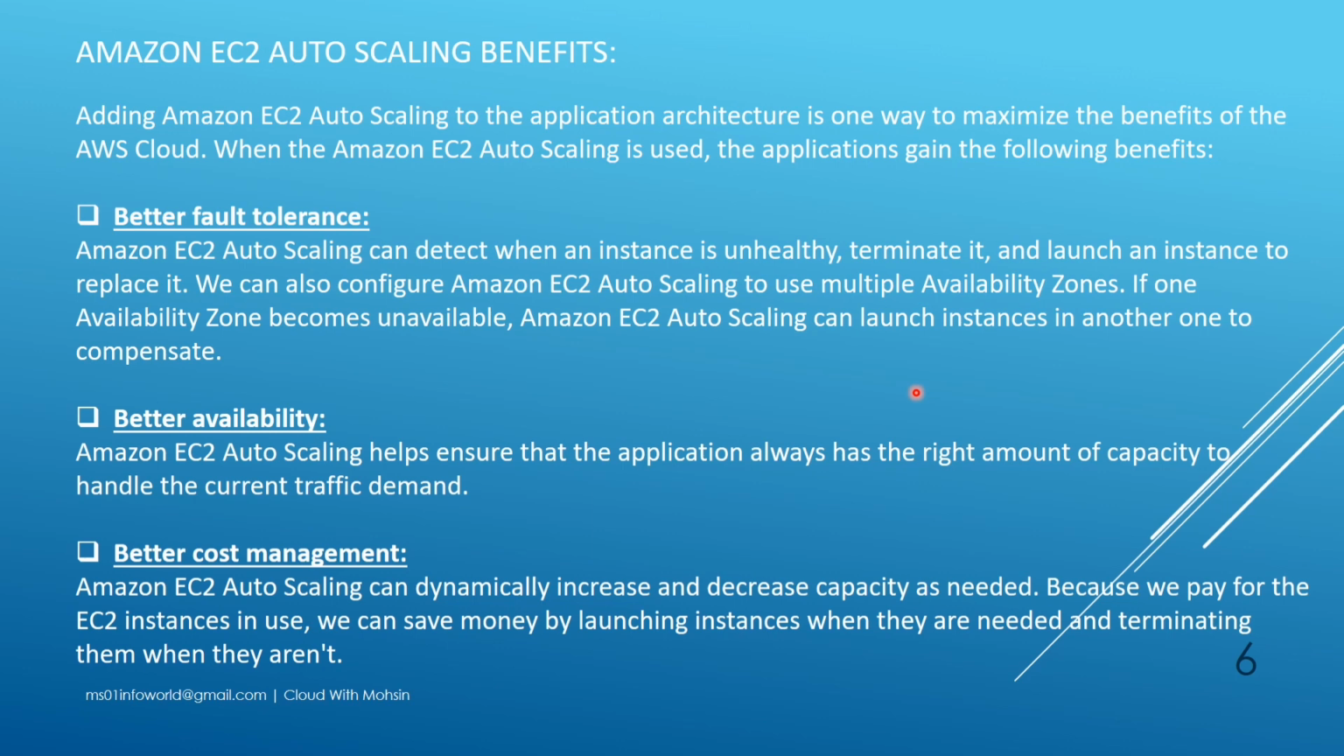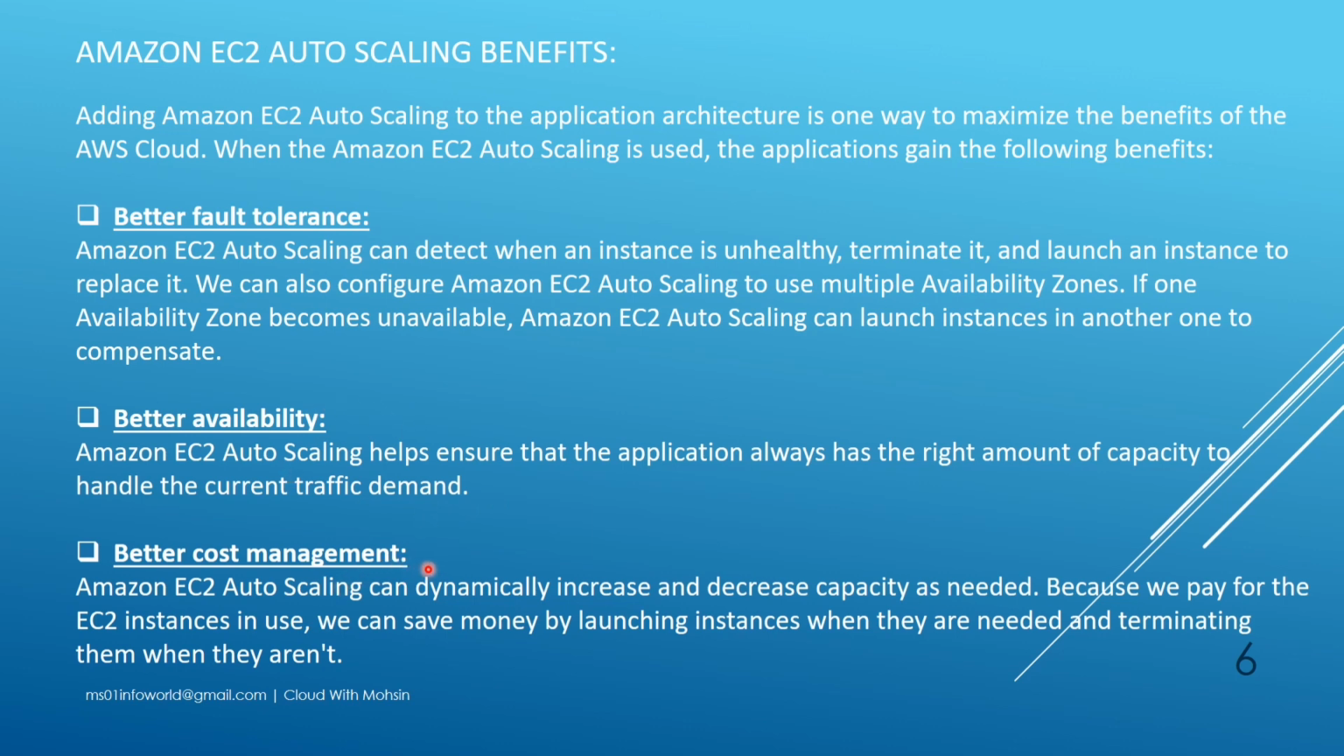Then talking about availability, EC2 auto scaling helps ensure that the application always has the right amount of capacity to handle the current traffic demand. As we already talked about, with respect to availability, it will always see that the right number of resources or EC2 instances are available, so that our application is not affected. So it will ensure it's always available.